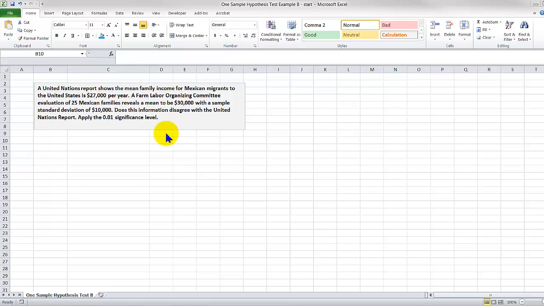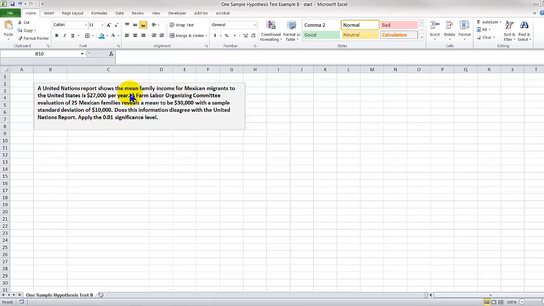I would recommend going through this problem and documenting everything you know from start to finish. So let's go ahead and read the problem here again. The United Nations report shows that the mean family income for Mexican migrants to the United States is $27,000 per year. This is going to end up being the value that we are going to compare another value to. So we're going to compare this standard 27 to see if this other report, who's reporting 30,000, is statistically different from this 27.